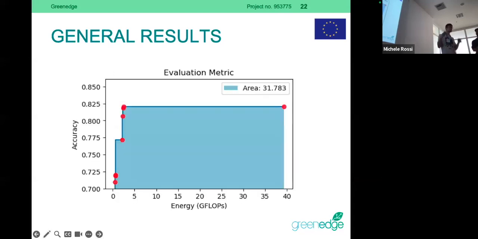Then we can see that, choosing the best model that we found, we can draw the metric that Luca told us before. And we can see that the area under this figure is 31.73, which is a value that can be compared with the score of EfficientNet on ImageNet. And EfficientNet is a very good model of efficiency and accuracy. And this ends the part about our results.